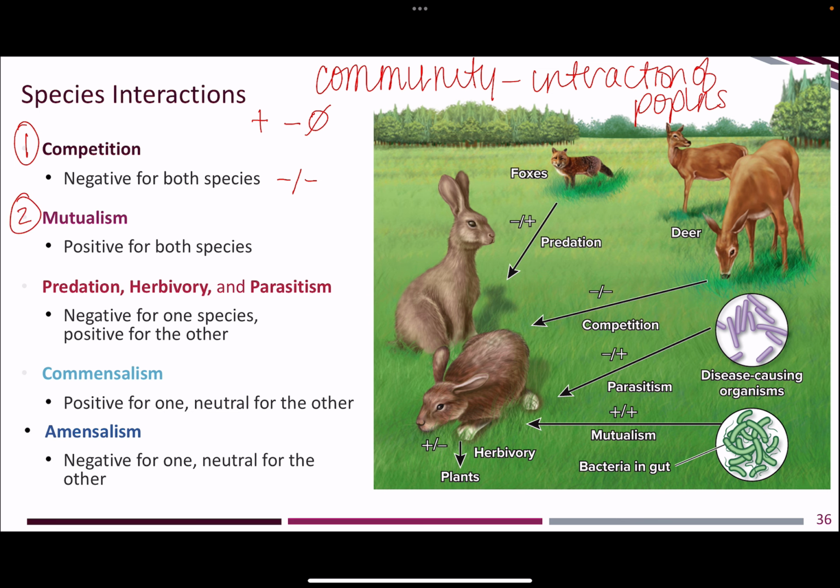Then we've got mutualism. Mutualism is positive for both species. So both species are benefiting. So this interaction is on the bottom. We've got the gut bacteria interacting with the rabbits.